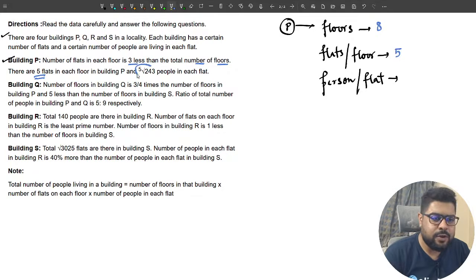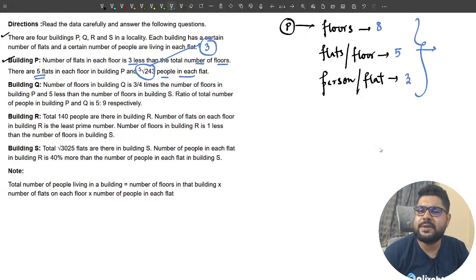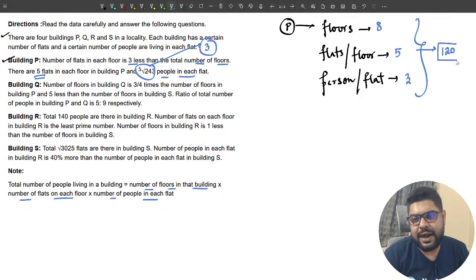Now, the fifth root of 243 is 3, sir. 3 to the power 4 is 81, and 3 to the power 5 is 243. So 3 people live in each flat. How many persons per flat? 3. Total occupants is the number of floors into the number of flats into the number of people. So 8 into 5 into 3. 8 5s are 40, 3s are 120. So a total of 120 people live in all the flats of P.